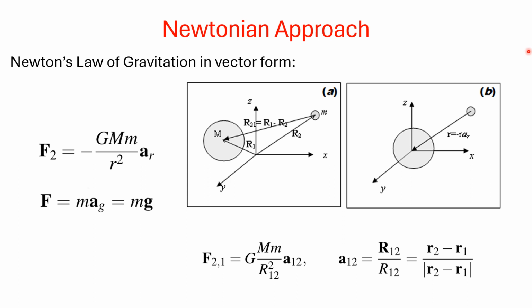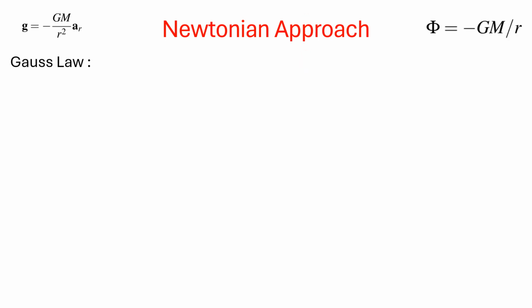Then we already know Newton's first law of motion, second law of motion, that force is equal to mass into acceleration, that is mass into acceleration due to gravity, and this acceleration due to gravity can be represented by g is equal to minus GM upon r square ar cap. Now here we are talking about the Newtonian approach, and then we are going to head towards general theory of relativity. The Gauss law regarding the gravitation problem.